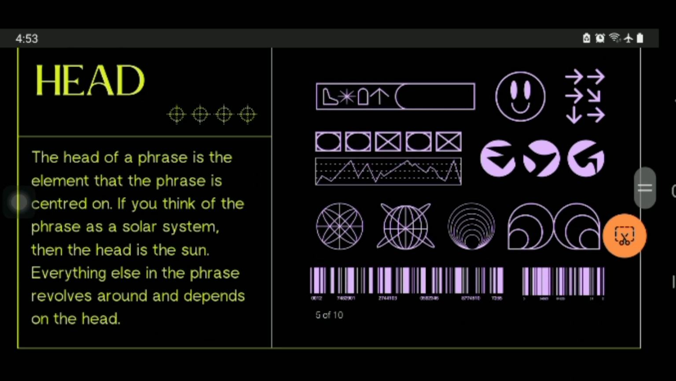So the head of a phrase is the element that the phrase is centered on. If you think of the phrase as a solar system, then the head is the sun. Everything else in the phrase revolves around and depends on the head.